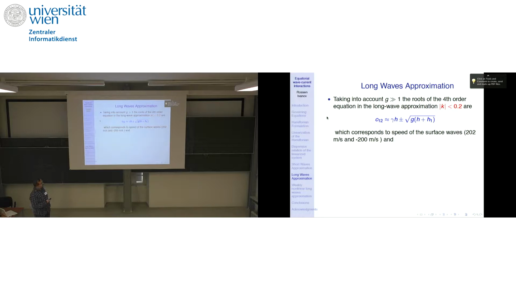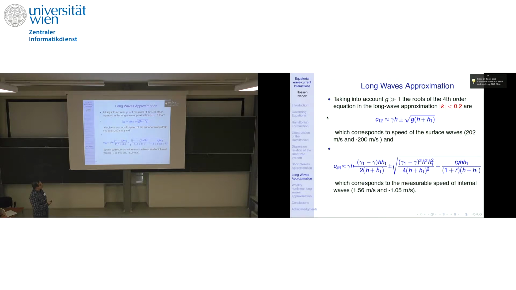The long waves correspond, say, to K less than 0.2. We have, obviously, the current plus minus the very well-known formula for the surface waves, left and right, plus current, that are something like 2 plus minus 200 meters per second. And we also have another pair of values, which corresponds to the measurable speed of the internal waves, approximately 1, 1.5 and minus 1 meters per second.